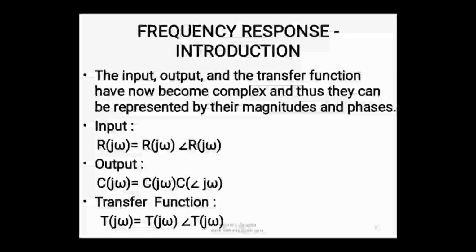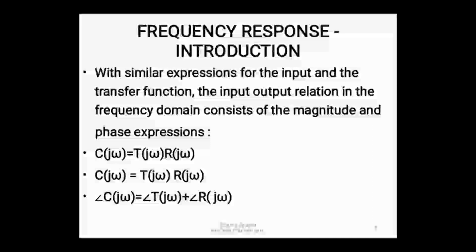The input, output, and the transfer function have now become complex, and they can be represented by their magnitude and phase. So the input R(j omega) is equal to magnitude of R(j omega) into angle of R(j omega). Similarly, the output C(j omega) is equal to magnitude of C(j omega) into angle of C(j omega). The transfer function T(j omega) is equal to magnitude of T(j omega) into angle of T(j omega).